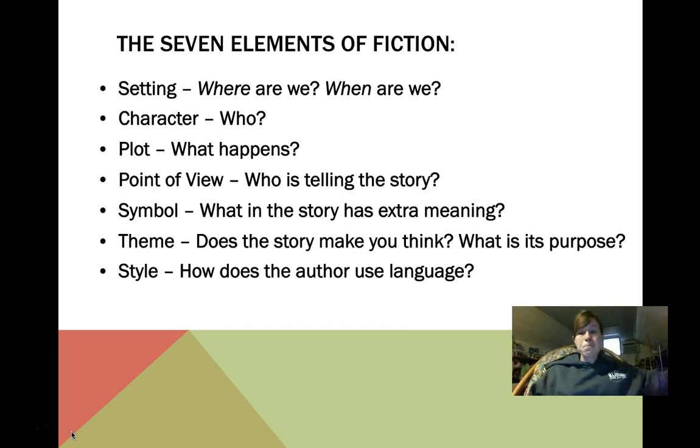The seven elements of fiction are the heart of this chapter, and they are listed here. I tried to summarize them in terms of questions that we as the audience would ask about them. So with setting, where are we and when are we? Because setting is not just about the location, it's also about the time period, which I think a lot of people writing stories can get caught up with. They're saying, oh, it's at a house, but where is that house? What city is it in? What time period is it in?